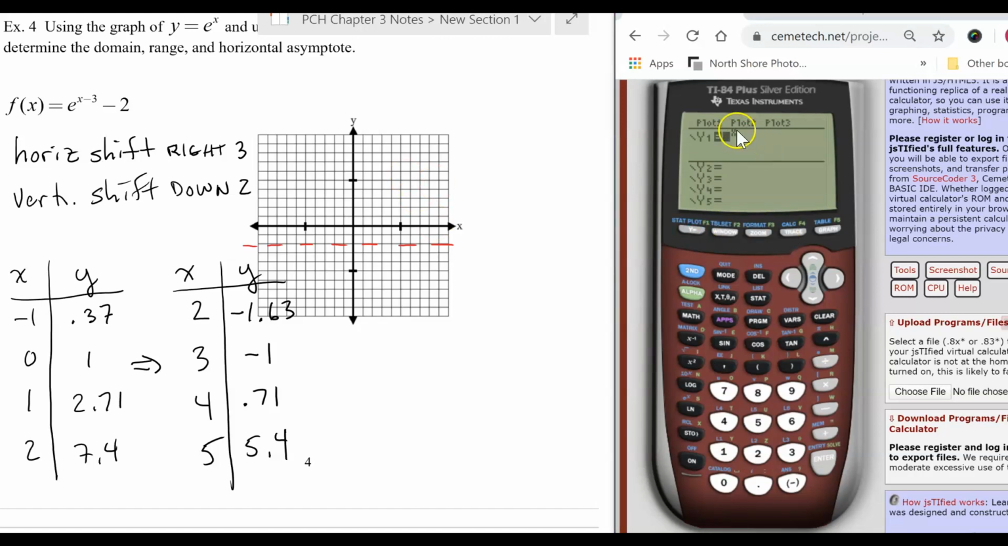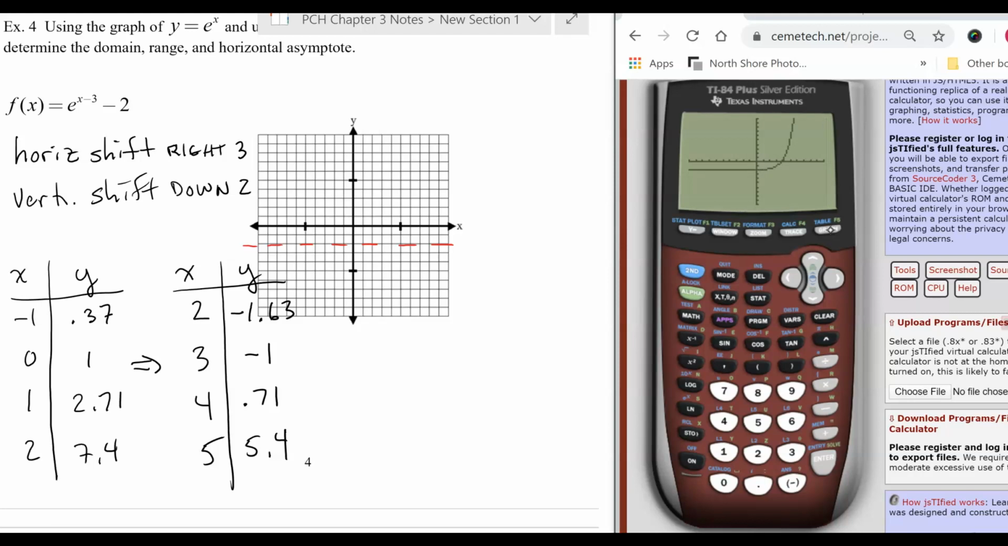So that's going to be e to the x minus 3, and then minus 2. Let's take a look at the graph, and you can see it's been shifted down 2, and then it's going to start coming up there. So let's graph a few points.